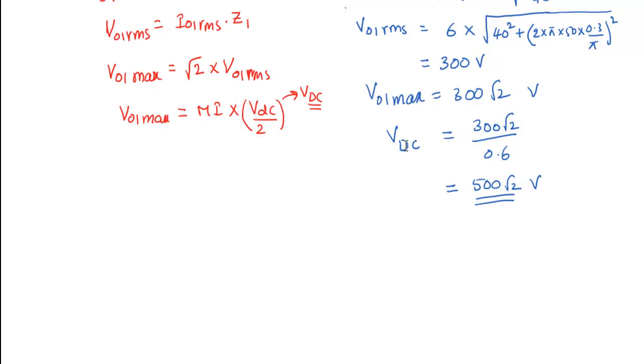VDC is equal to 300 root 2 divided by the modulation index. The modulation index is given as 0.6. If you take that, totally you will get this. So that's the answer.